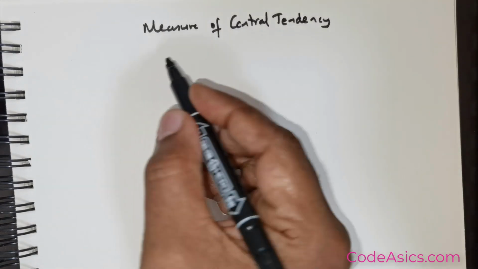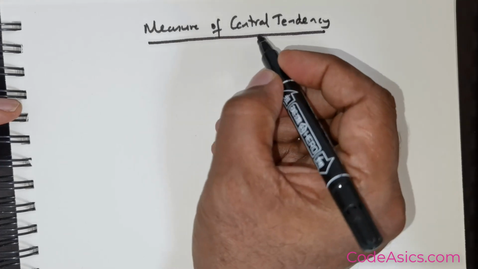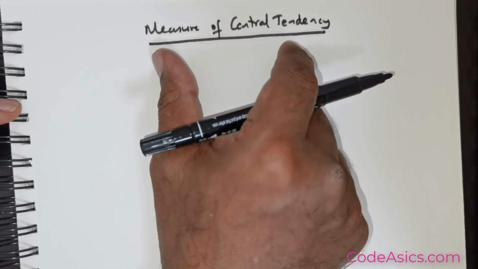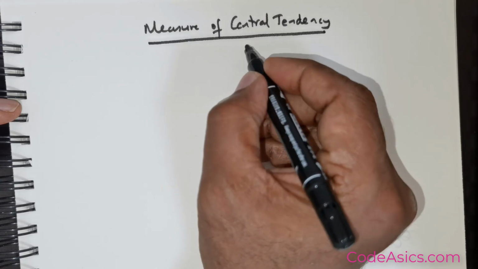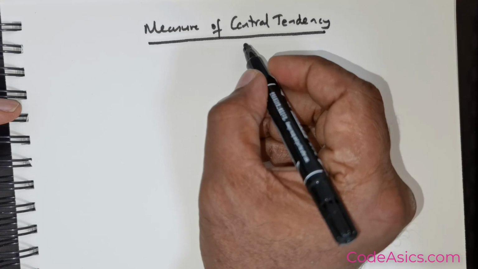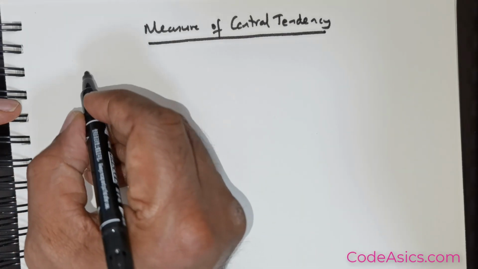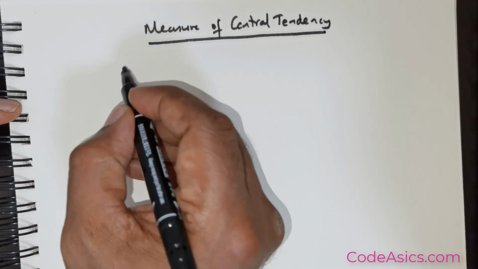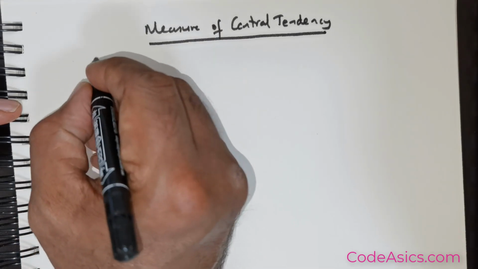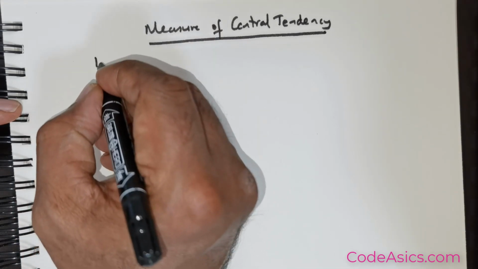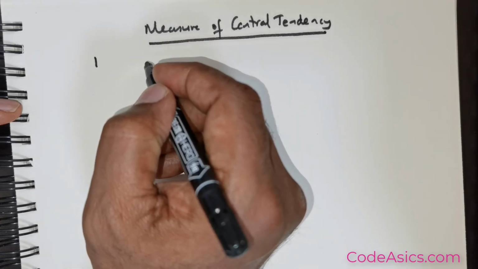Welcome everybody. In today's class we will start by learning and understanding the concept of measure of central tendency. Now if you know this concept, you have already achieved 80% of the knowledge of statistics. So it is critical that we understand what really constitutes the measure of central tendency. So I'm going to list down the parameters or the requirements to understand measure of central tendency.